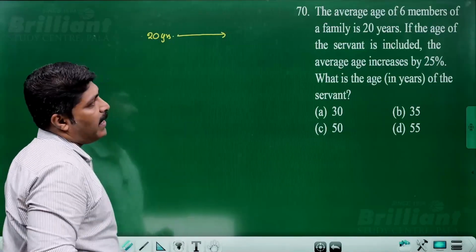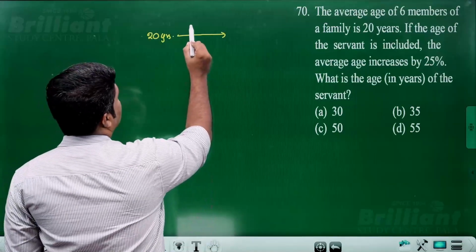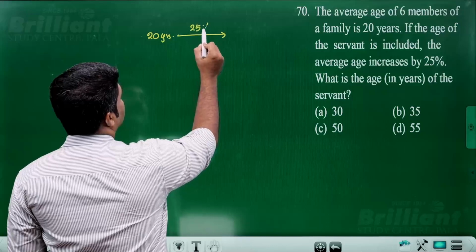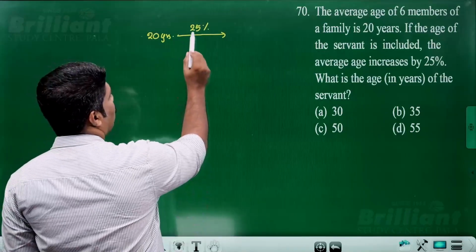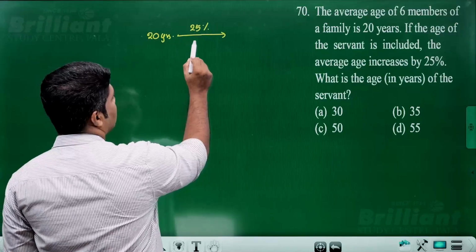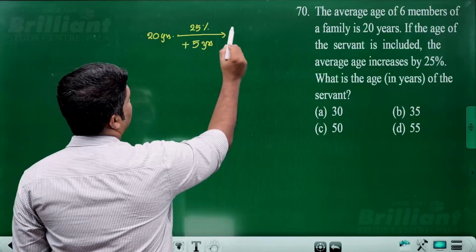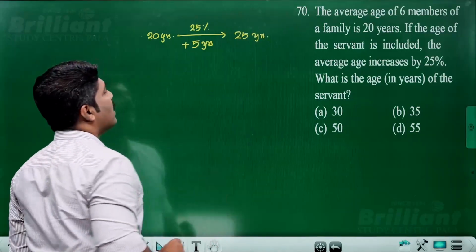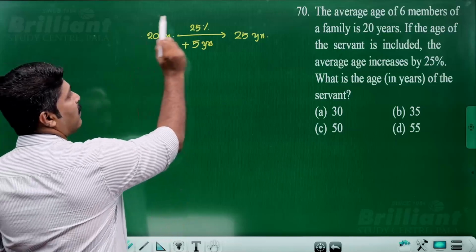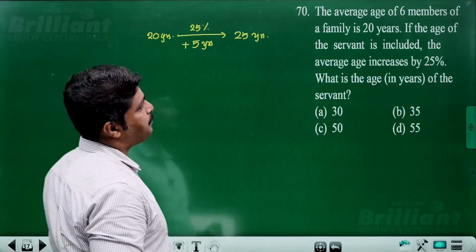There is an increase of 25%. What is 25% of 20 years? That is 1 by 4 of this value, that is 5 years. So there is an increase of 5 years. Therefore, the new average is 25 years. Clear? So this is the initial average, this is the new average, and 5 years is the change in average.